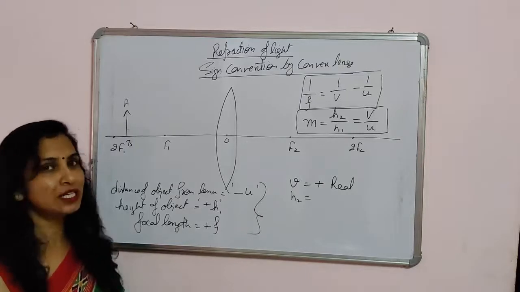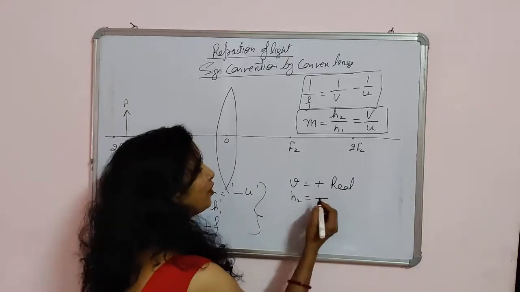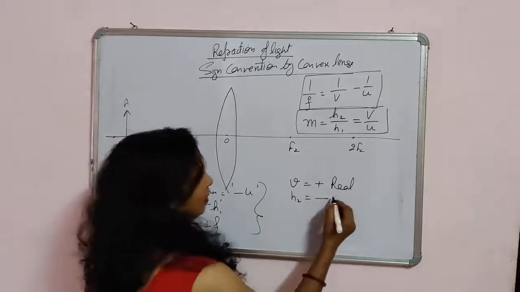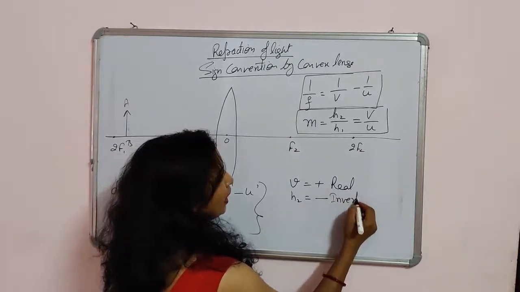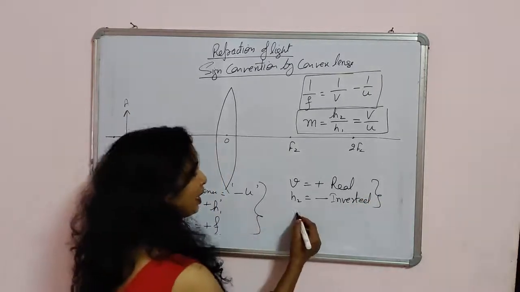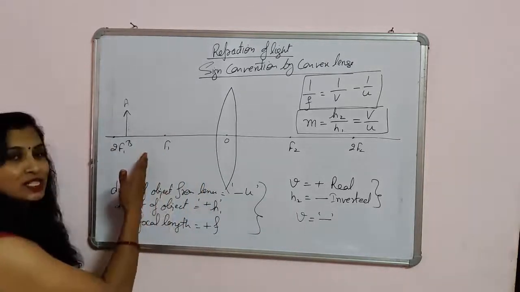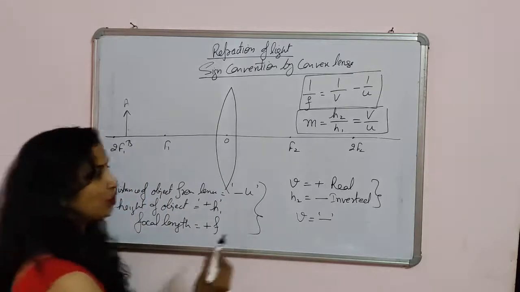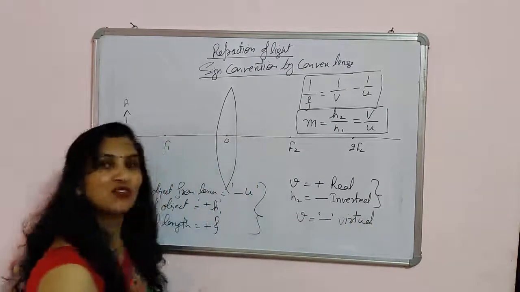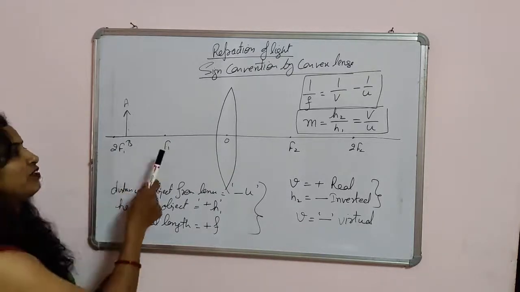So we can find the value of h2, and if the value of h2 is negative, we see the image is inverted, and a real image is always inverted. It means if you get the value of v positive, obviously you will get the value of h2 with a negative sign. Negative means inverted. So these conditions are always together. And again, if you find the value of v with a negative sign, it means the image is formed towards the side of the object. So we can say it is a virtual image. And we know that in the case of a convex lens, the only condition where the virtual image is formed is when we place the object in between F and O.